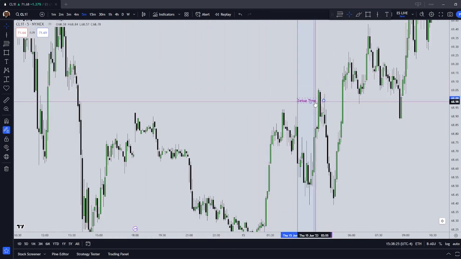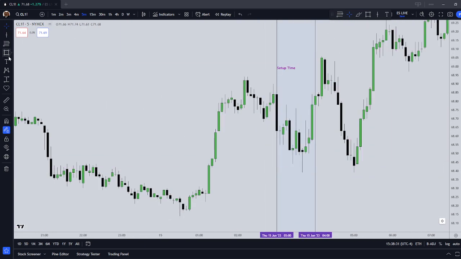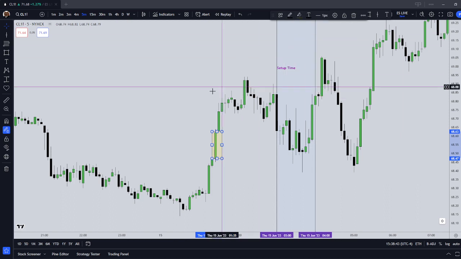So the liquidity target is the first component. The second component is the time, which for our London Silver Bullet is 3 to 4. The third component is going to be our inefficiency. ICT talks all the time about fair value gaps, so I'm not going to reteach what a fair value gap is here. I might do that in another video.